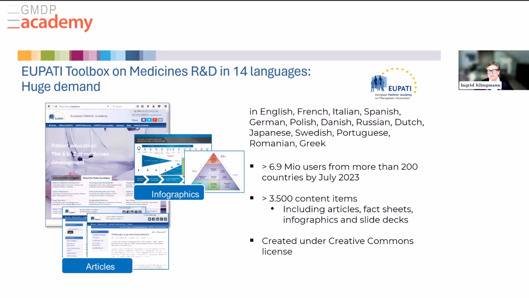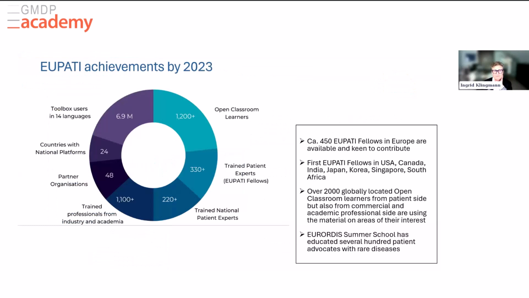All that material is available now in 14 languages, and you see them all here. And in fact, we have now more than 6.9 million users. So that was in July 23. Now we are over 7 million users from more than 200 countries who are using that material, who are downloading that, who are working on that, and who benefit from having this source.